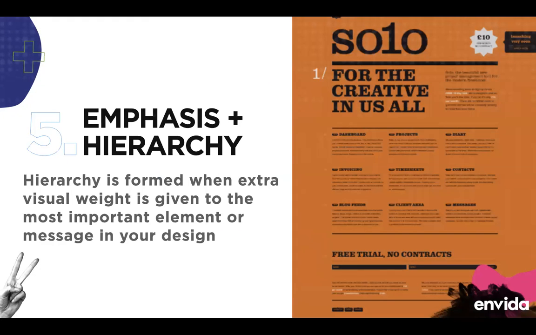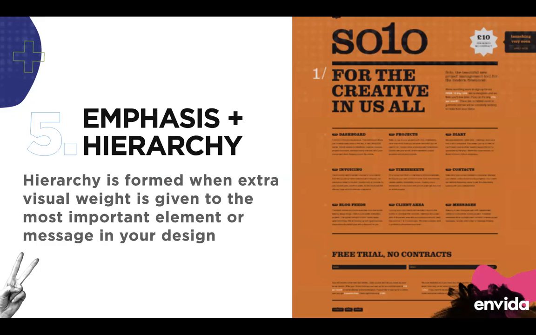Tip number 5 is to implement emphasis and hierarchy in your designs. Hierarchy is formed when extra visual weight is given to the most important element or message in your design. Hierarchy is a form of balance, but hierarchy organizes the visual elements in order of importance.